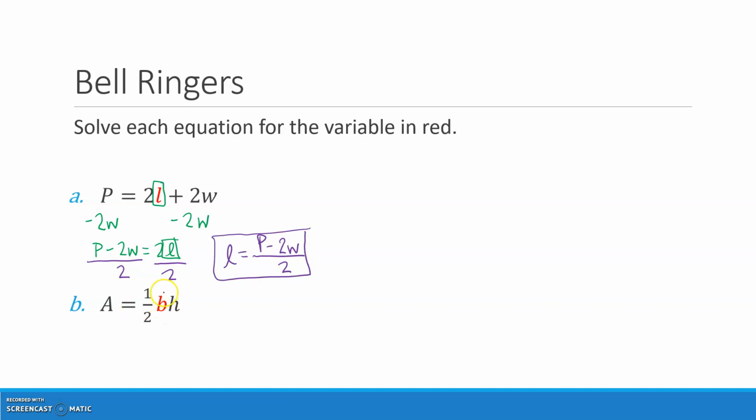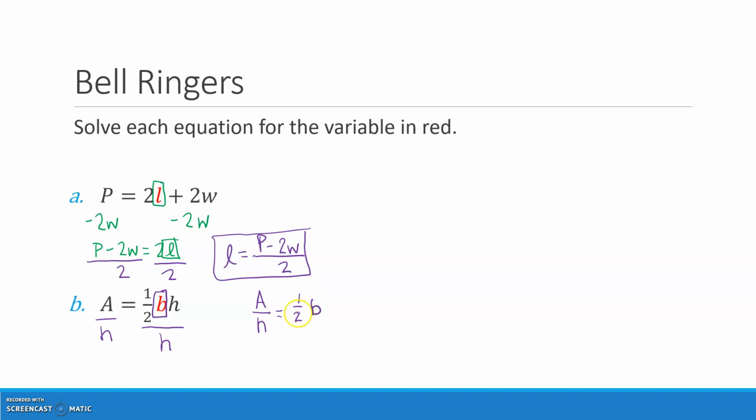For the second one, I need to solve for b. One thing that's happening here is that 1/2 is being multiplied by b, and b is being multiplied by h. So they're all being multiplied together. I'm going to go ahead and move that h first. I don't want to worry about that 1/2 just yet. And so I'd get a over h equals 1/2 b.